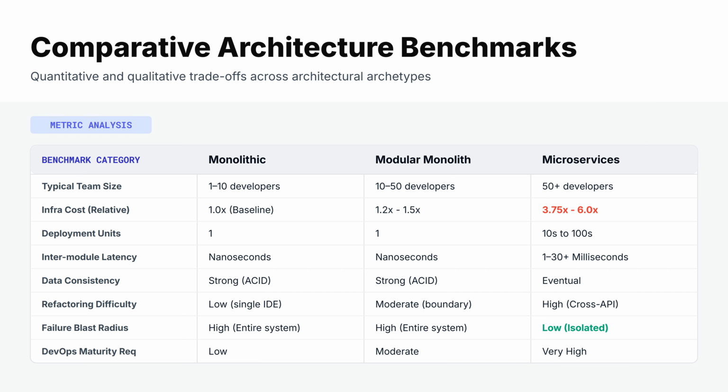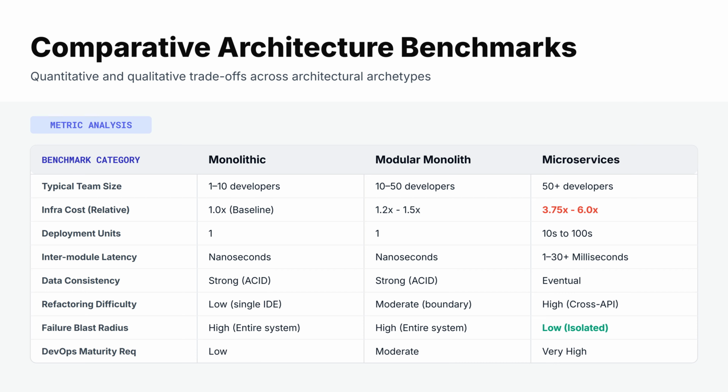Modular monoliths typically increase infrastructure costs by up to 1.5x, while the operational complexity of microservices can drive costs up to 6x baseline. Deployment and operations. Monoliths and modular monoliths offer straightforward deployment models utilizing a single unit. Conversely, microservices drastically increase DevOps complexity, requiring the coordination of tens or hundreds of individual services.